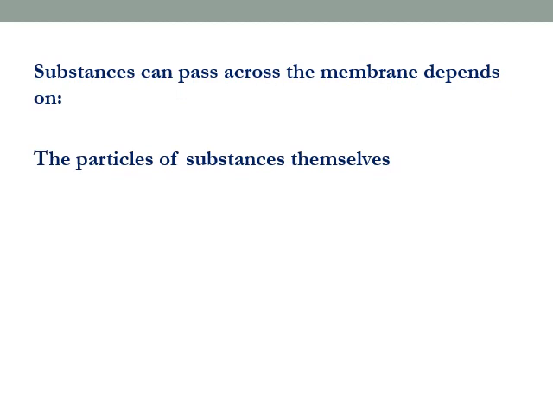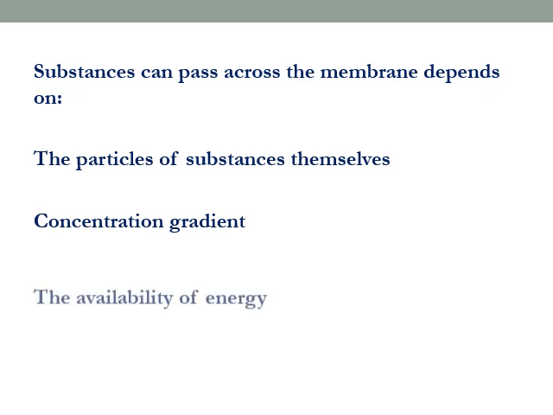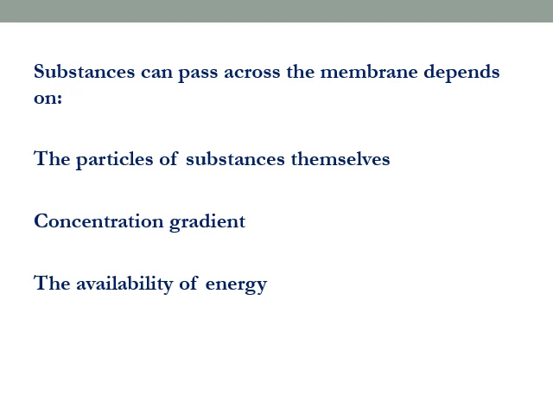The substances that can pass across the plasma membrane depend on the particles of substances themselves. That means the type and the size of substances. أي نوع وحجم المواد اللي ممكن تنفذ عبر البلازما membrane. The concentration gradient. That means how much of substance is already on each side of the membrane, أو كمية المواد الموجودة على طرفي البلازما membrane. And the availability of energy, because some transport mechanisms require energy to be provided by the cell.